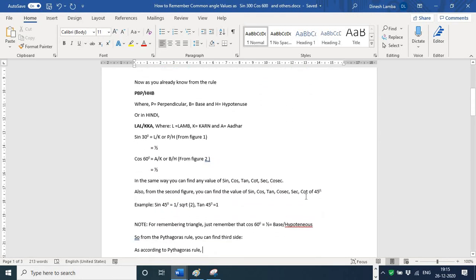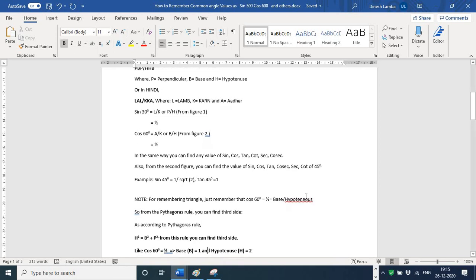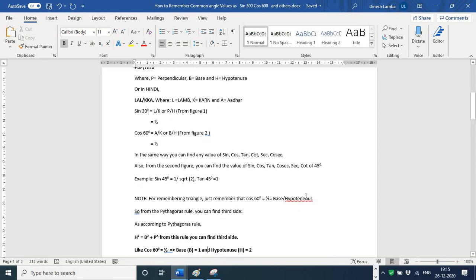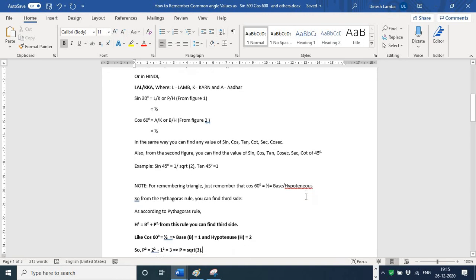In the same way you can find the values for sin, cos, tan, cot, sec, cosec for any angle: 30 degrees, 60 degrees, 45 degrees. For example, sin 45 will be P upon hypotenuse, that is 1 upon square root 2, and tan 45 will be 1.